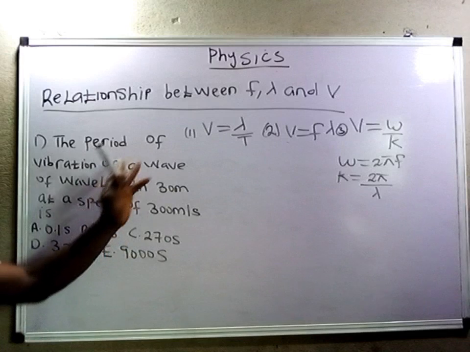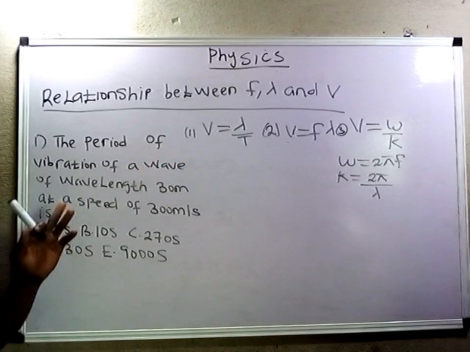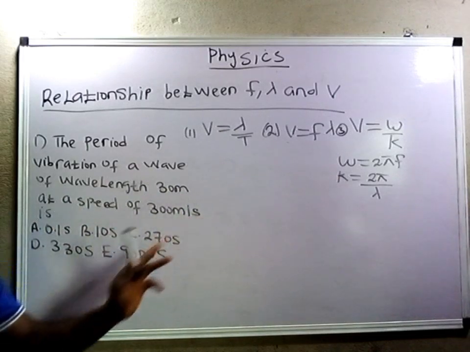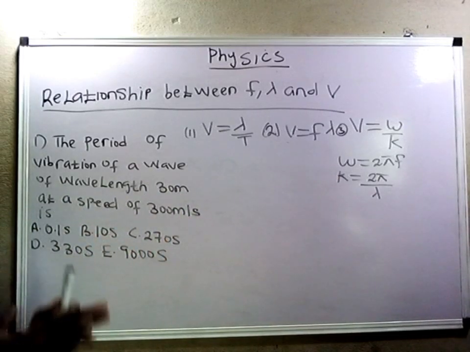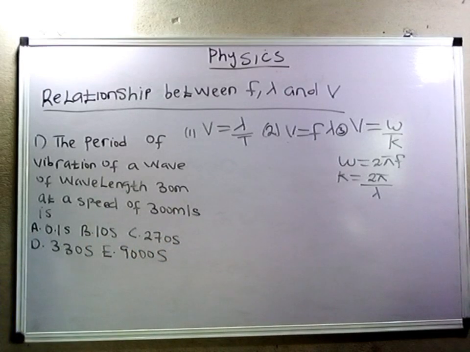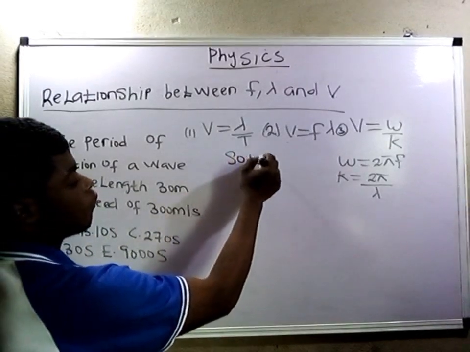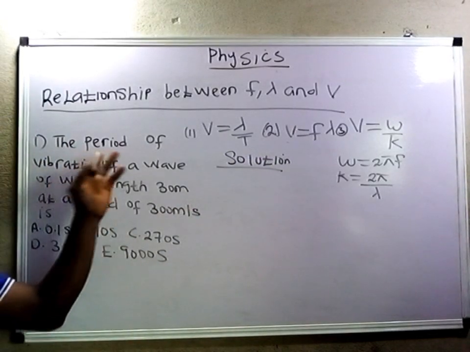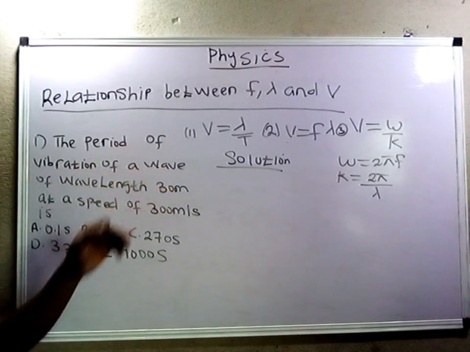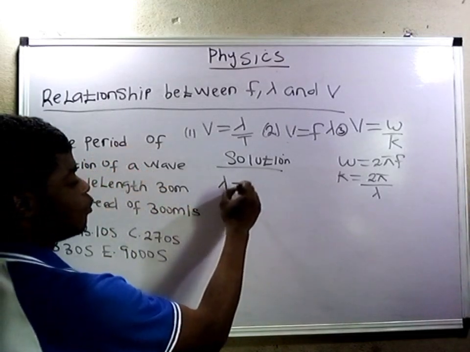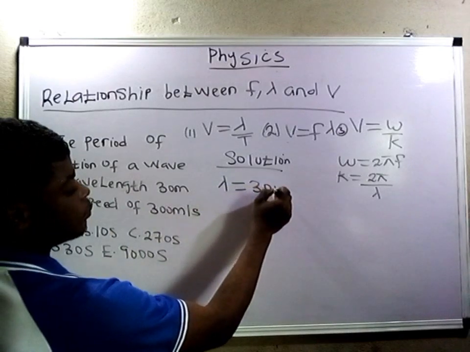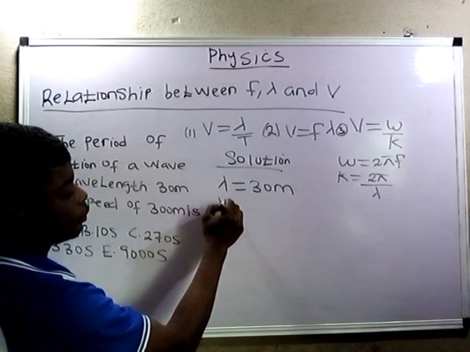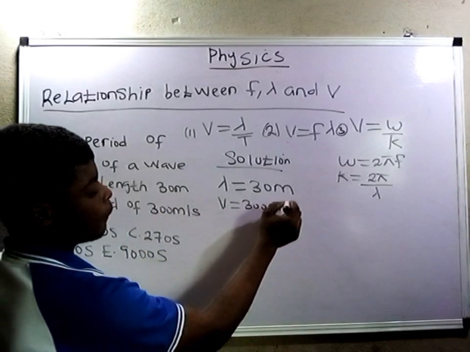In the question: the period of vibration of a wave of wavelength 30 meters at a speed of 300 meters per second is dash. Look at the options. For us to solve, let's look at the parameters. From the first statement, the wavelength, which is lambda, is 30 meters, at the speed of 300 meters per second. So velocity is 300 meters per second.